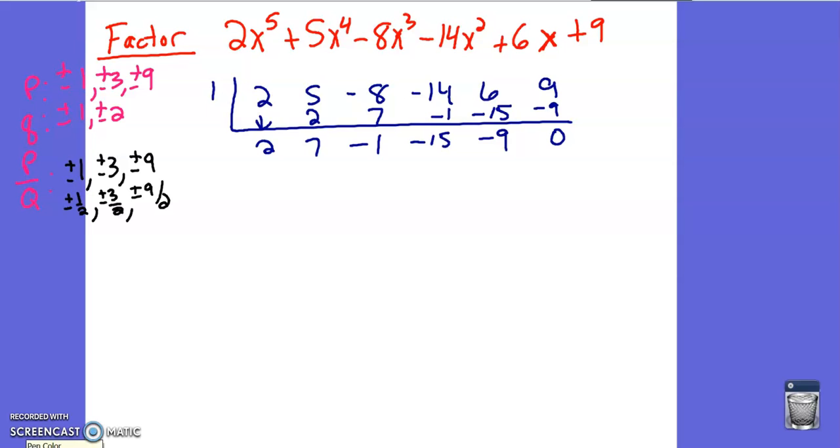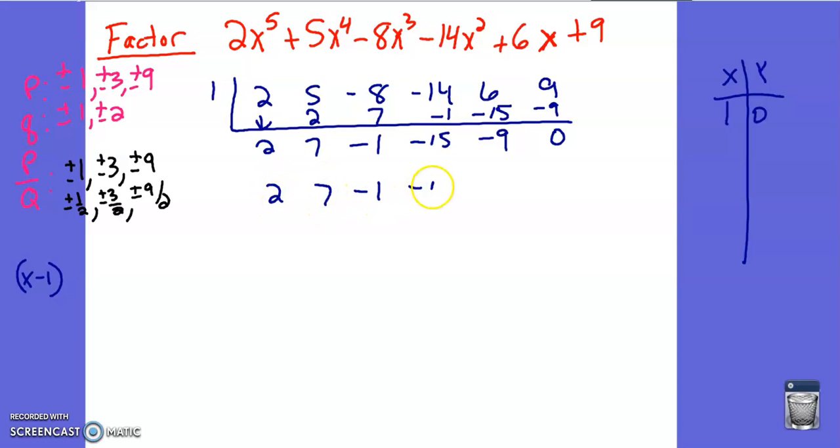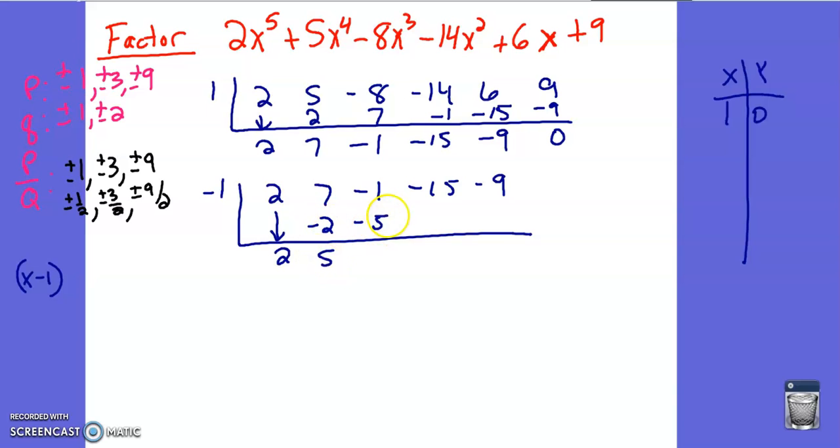So again, if you're keeping track, 1 is a zero that I found. So I have right now x minus 1 as a factor, because I found 1 as a zero. So now I'm going to start off with 2, 7, negative 1, negative 15, negative 9, and I'm going to use synthetic division. I'm going to try another number, negative 1. So 2, and again, multiply, add, multiply, add, multiply, add. So that's negative 2, that's going to give me 5. Negative 5, negative 6, positive 6, negative 9, positive 9, and 0. So I found another one. So negative 1 is also a factor.